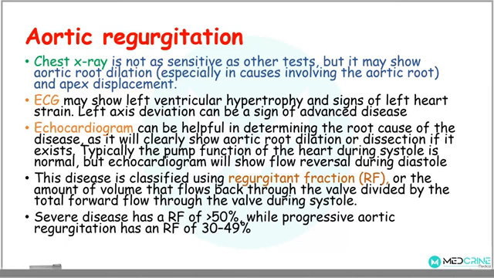Typically, the pump function of the heart during systole is normal, but the echocardiogram will show some flow reversal during diastole. And this disease is usually classified using a regurgitant fraction, or the amount of volume that flows back through the valves divided by the total forward flow through the valves during systole. Regurgitant fraction is measured.